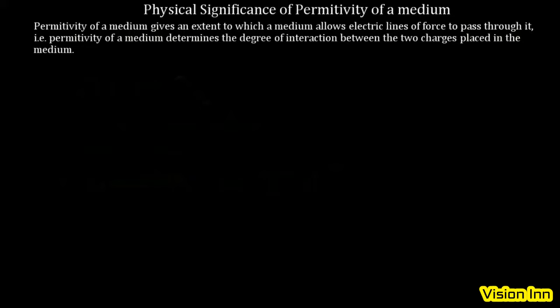Now what is the physical significance of permittivity of a medium? Permittivity of a medium gives the extent to which a medium allows electric lines of force to pass through it. That is, permittivity of a medium determines the degree of interaction between the two charges placed in that medium. Let us say we have two charges Q1 and Q2 placed in a certain medium. Different types of medium are air, water, mica or other media.